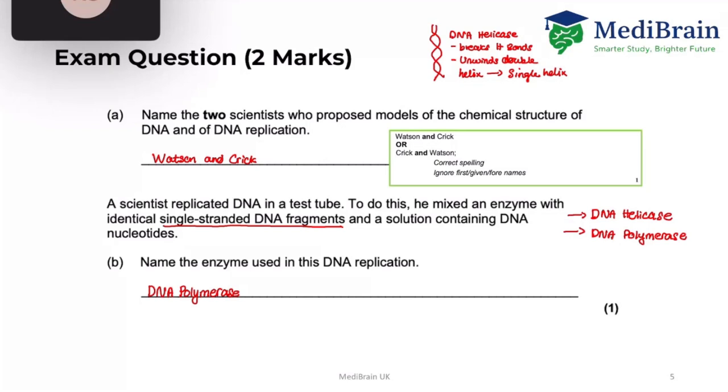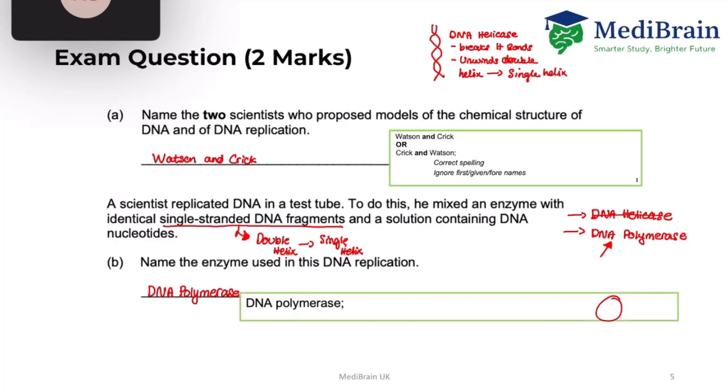So in this solution, we've only got single DNA fragments, which means that DNA helicase has already done its job. DNA helicase has made them from double helix to single helix already. Okay, the work's already done. They're already single-stranded. Now, because they're already single-stranded, all we need to do now is catalyze the formation to make the double helix structures back again. Okay, and if we've crossed out DNA helicase, it has to be DNA polymerase. Okay, and that would get you 1 mark. So DNA polymerase is your answer there.